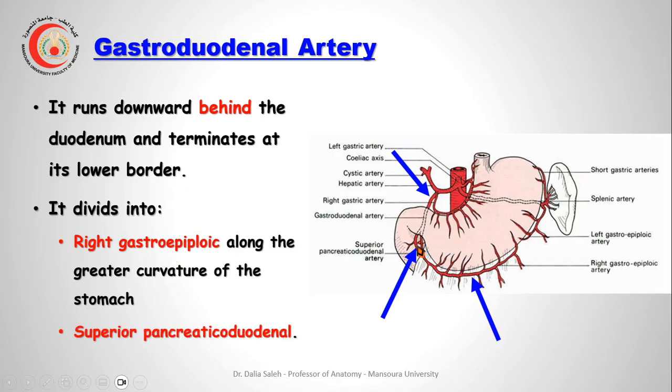Another branch from the gastroduodenal artery is the superior pancreatico-duodenal artery. It supplies the upper part of the duodenum above the level of the hepatopancreatic duct and also the upper half of the head of the pancreas.